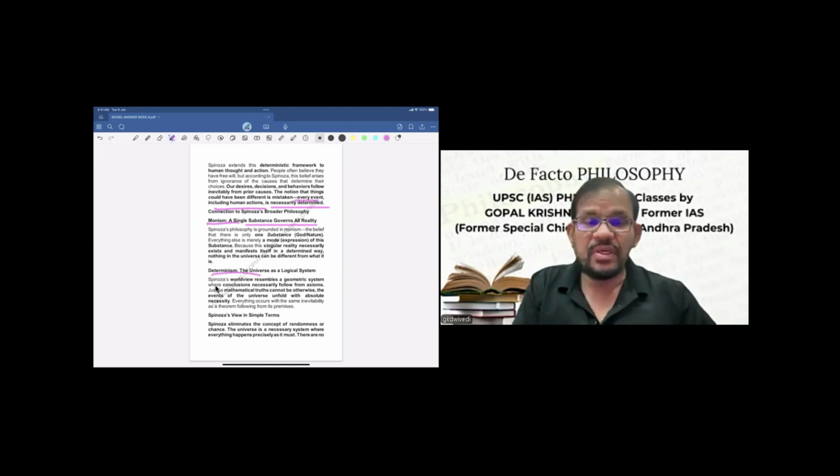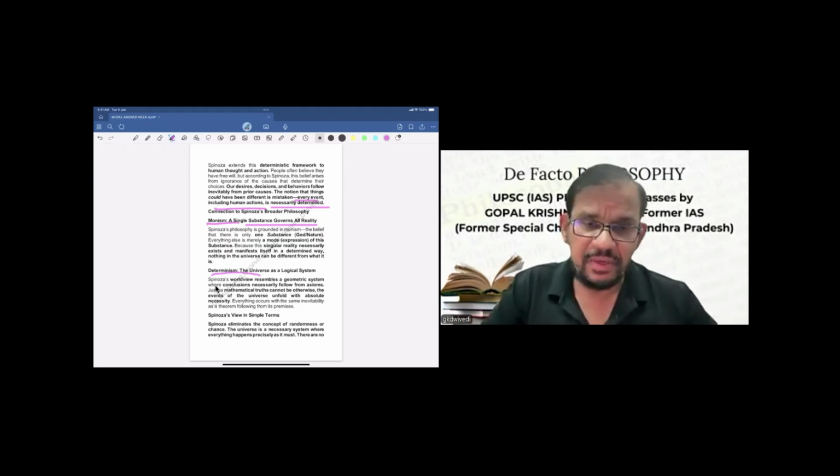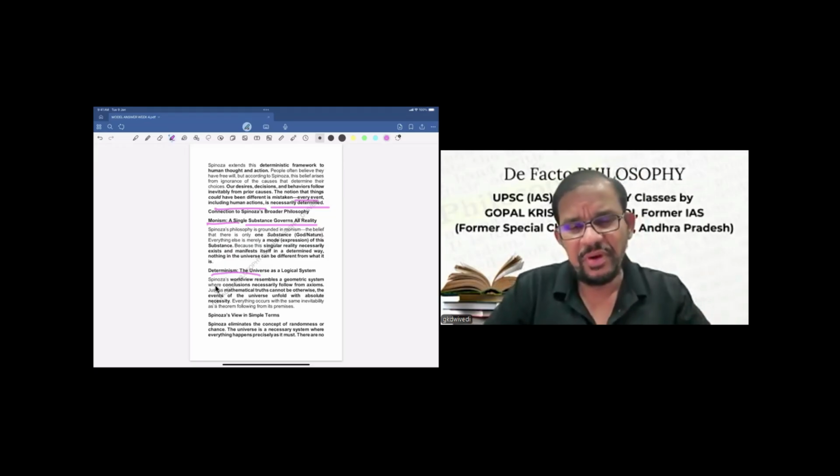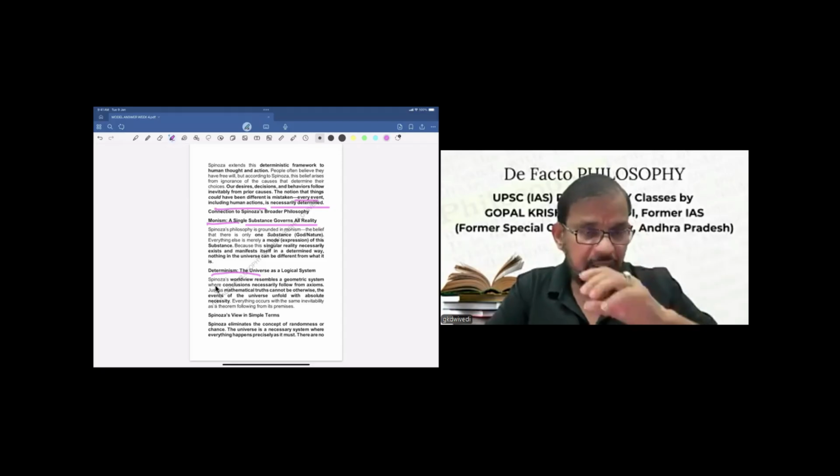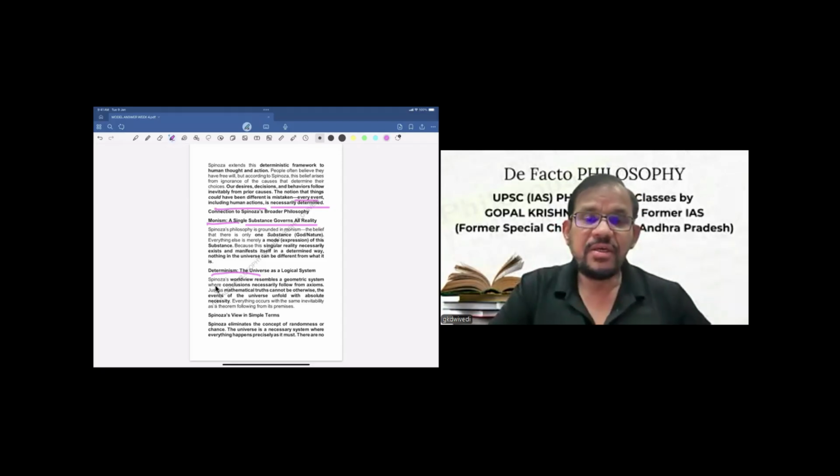Now, determinism. This is again philosophy. We know the question from Spinoza also; last week also we discussed. He has given the philosophy of determinism. Worldview resembles a geometric system. Spinoza was also a mathematician, so from that also he has given this theory, and otherwise also his theory is basically a theory of determinism. So the worldview resembles a geometric system where conclusions necessarily follow from axioms.